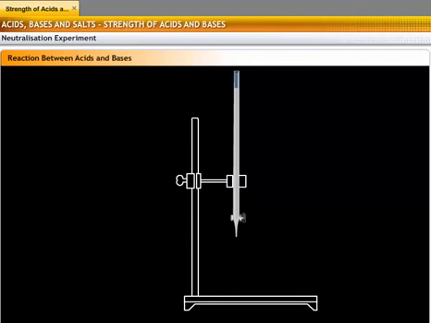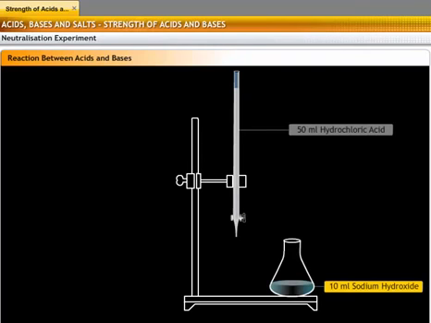Let's explore this concept further through an experiment. Take 50 milliliters of dilute hydrochloric acid in a burette and 10 milliliters of sodium hydroxide in a conical flask. Add a few drops of phenolphthalein to the sodium hydroxide solution. The sodium hydroxide solution turns pink.